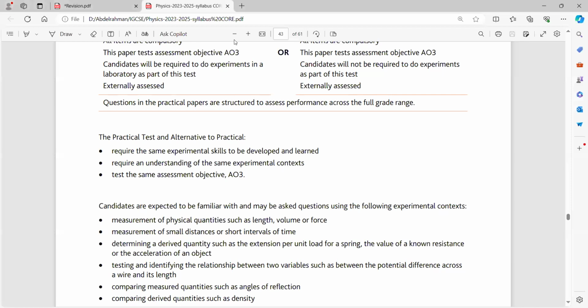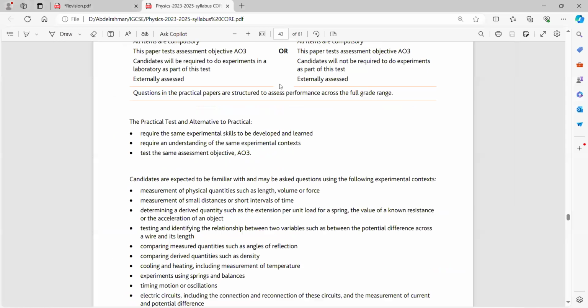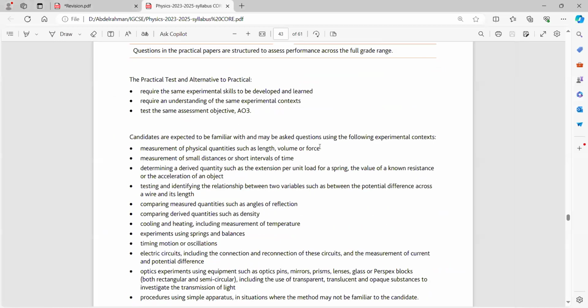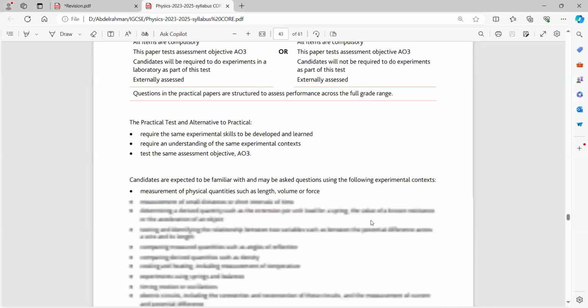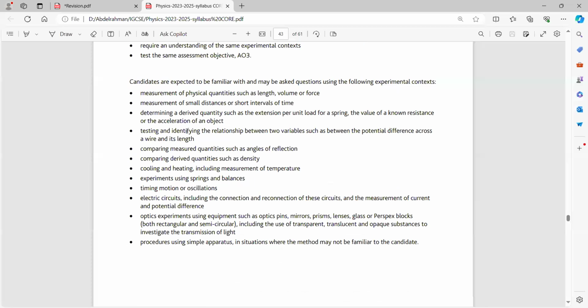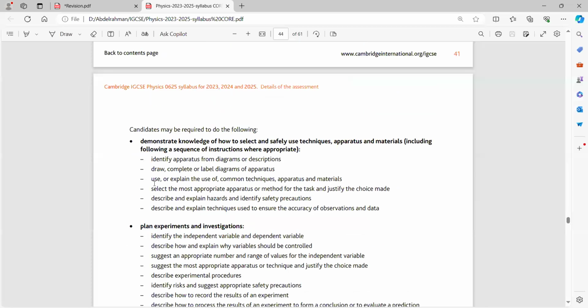Okay, I won't go into too much detail on these points, because some of them you won't have in your exam. Some of them are for paper 5. Watch out, this part, practical assessment, talks about paper 5 and paper 6. We are required to know paper 6 only, not anything about paper 5. So for paper 6, very quickly, for example, planning an experiment.